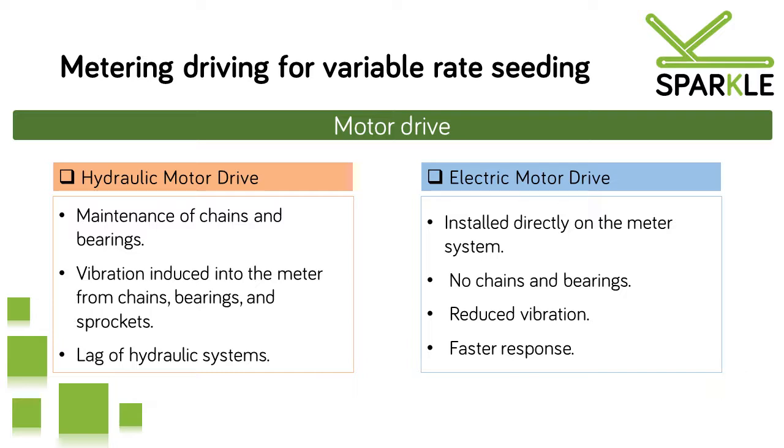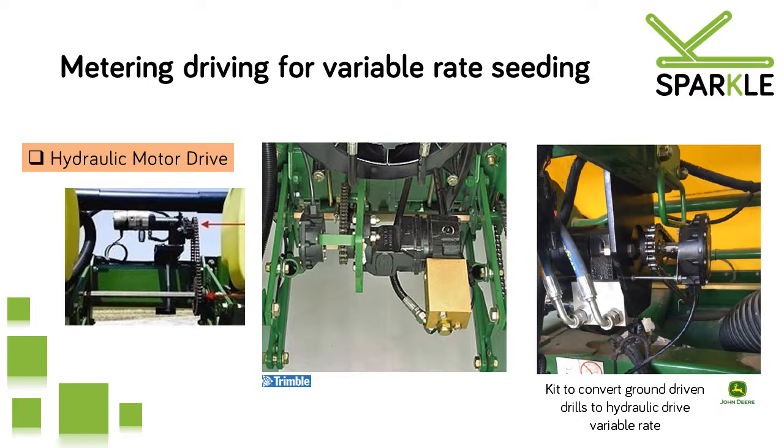In contrast, the electric motor is installed directly on the meter system. No chains and bearings are included. Vibration is reduced, and the response is faster. In these pictures, we can see the combination of mechanical and hydraulic elements. Indeed, hydraulic solutions are usually applied to convert ground-driven drills to hydraulic drive variable rate.